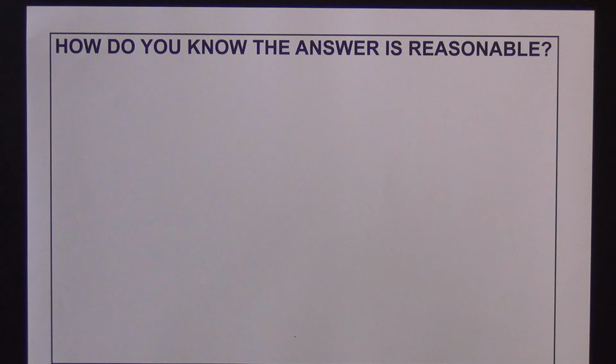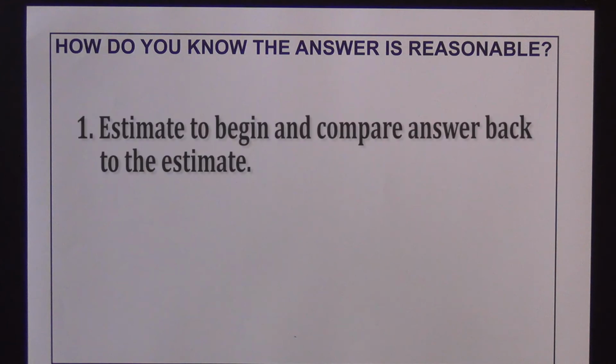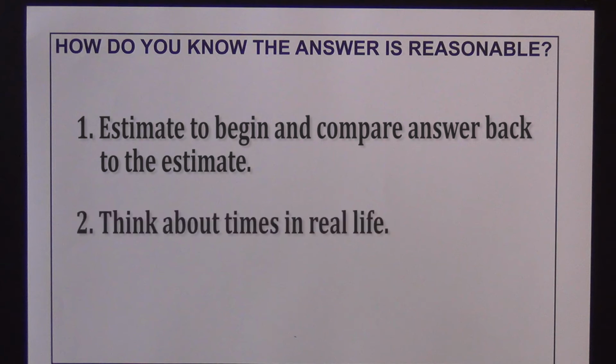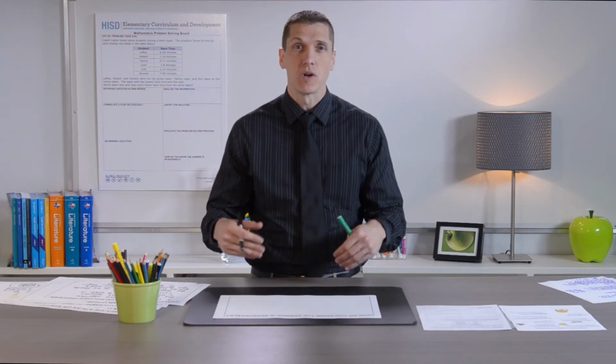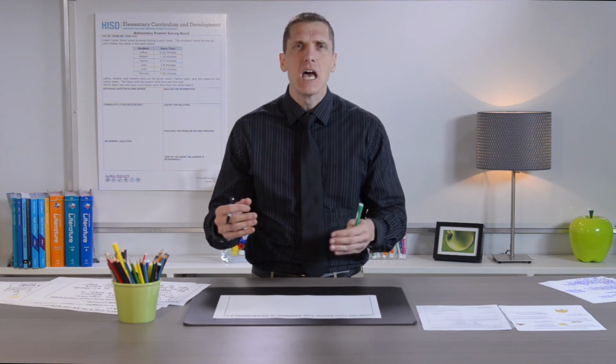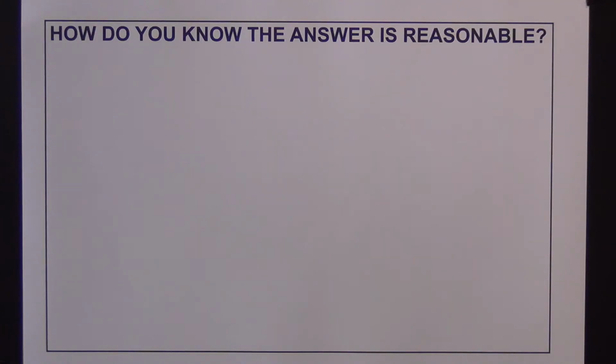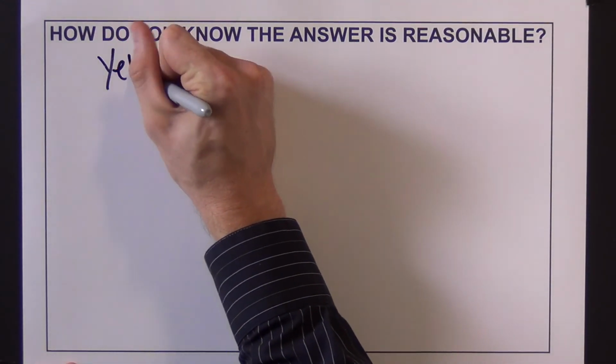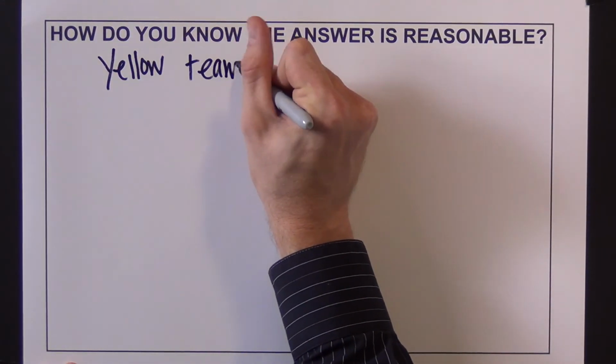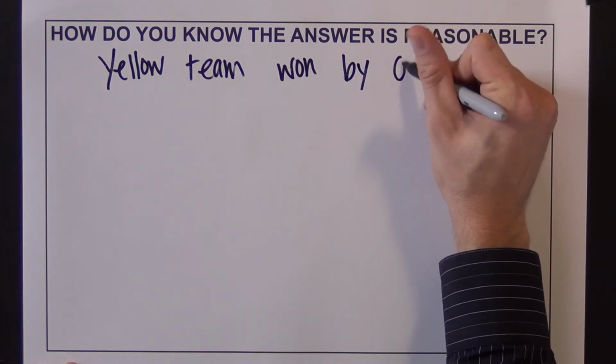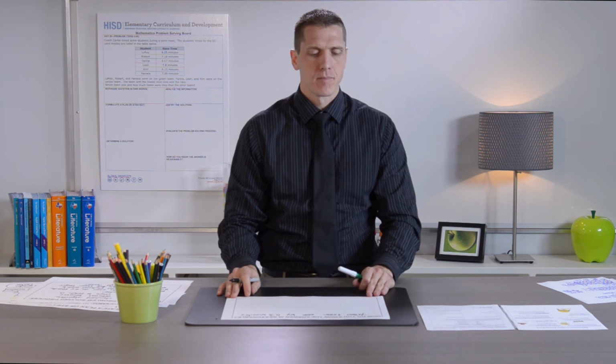There's a couple of ways to think about this. One, I could have estimated to begin, and then I could compare my answer back to the estimate. Or two, I can think about times in real life. Certainly I know if there's two swim teams doing a race medley of different events, then the teams are probably pretty well matched. I know that my solution was the yellow team won by 3/10 minutes. How do I know that this is reasonable?